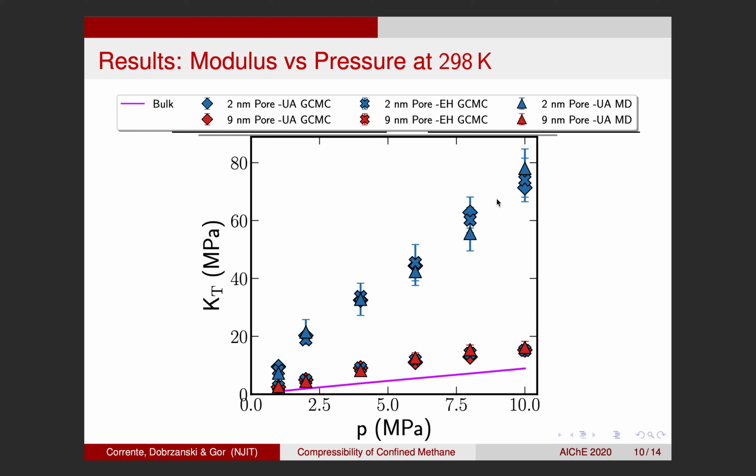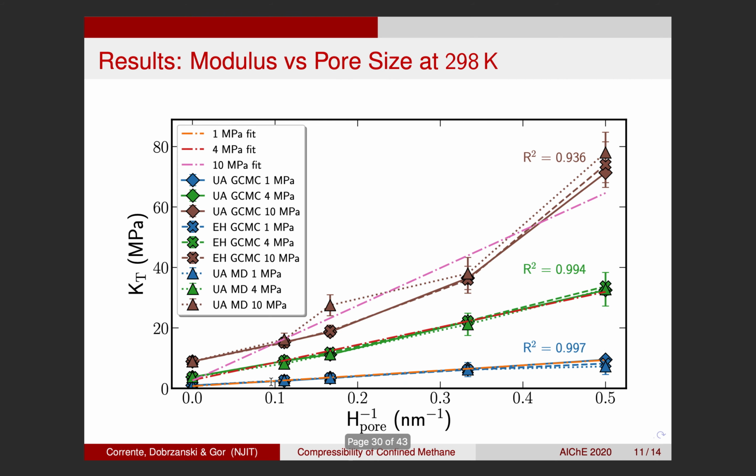So what we see here, first, is that the modulus of confined methane always exceeds the modulus of bulk methane. Second, the smaller the pore size is, the larger is the deviation between the modulus of the confined methane and the modulus of the bulk. And we also see a monotonic trend: the modulus increases, be it confined methane or bulk methane, monotonically with the increase of pressure.